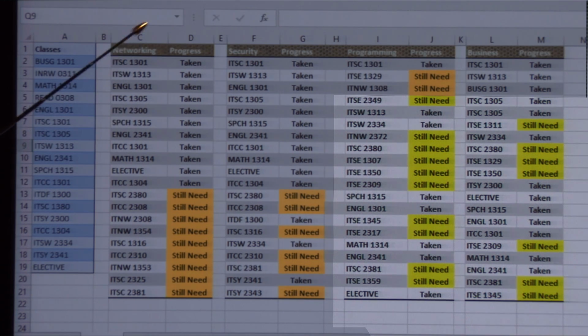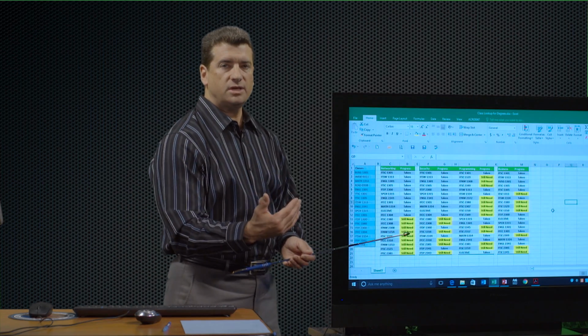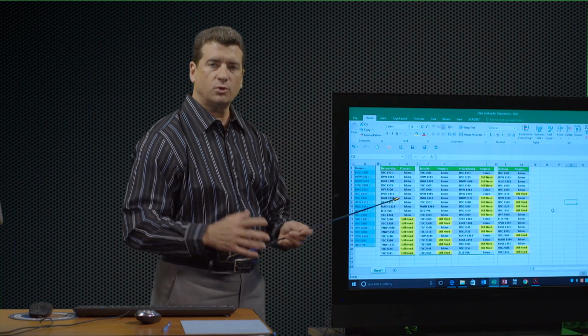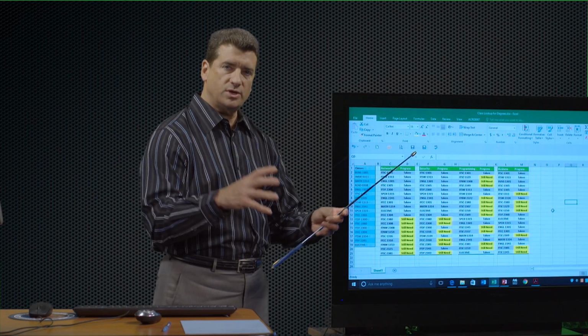He created a section for each of the degree plans that I was just talking about. So here's the networking one, here's the security networking, here's the computer programming, and then here's the business. And he went on the internet and he listed every single class that you have to take for that particular degree plan.